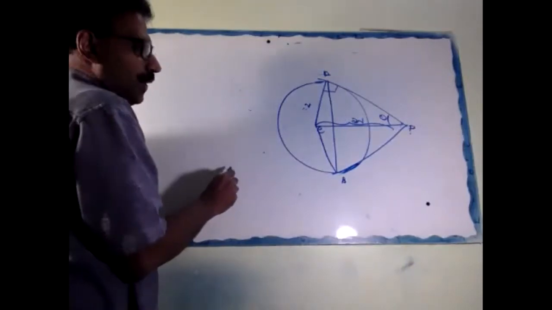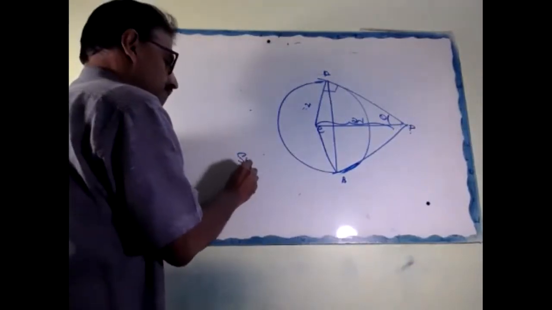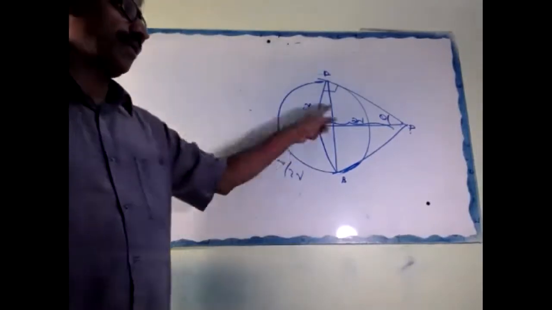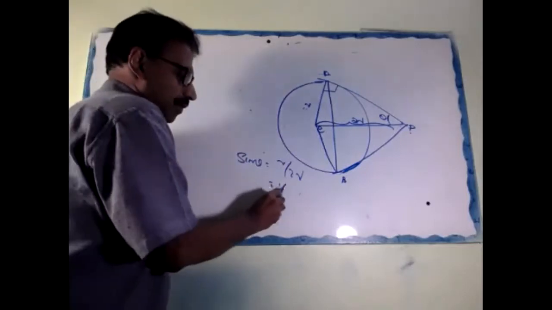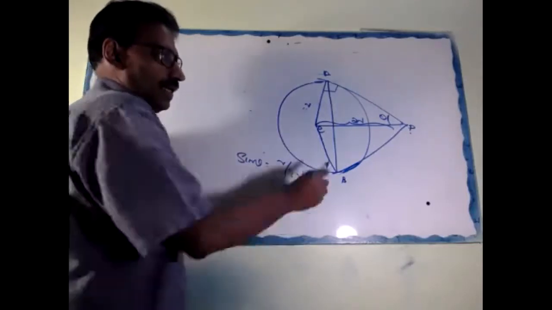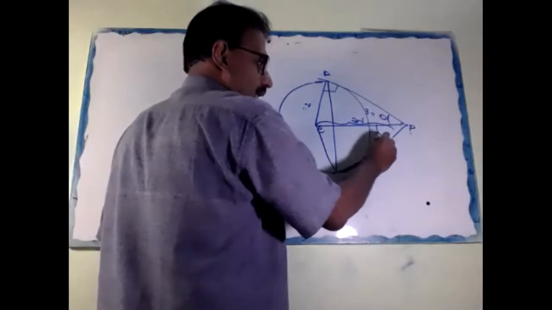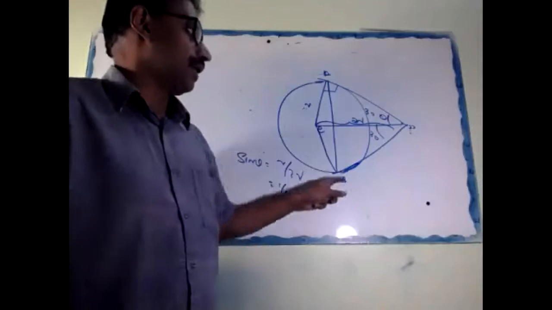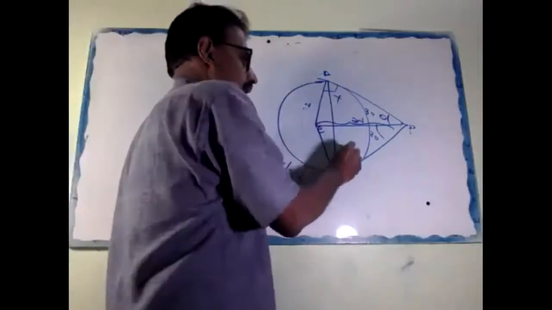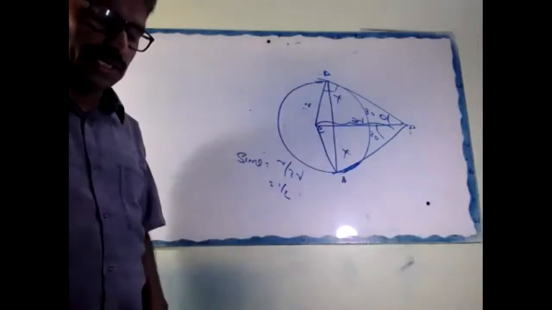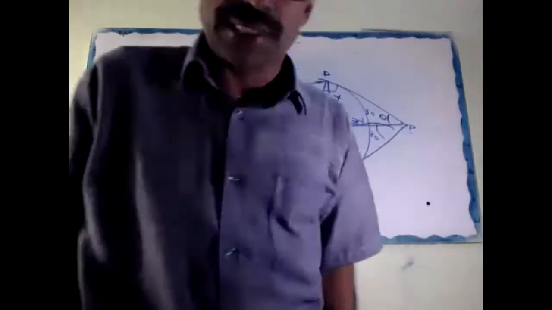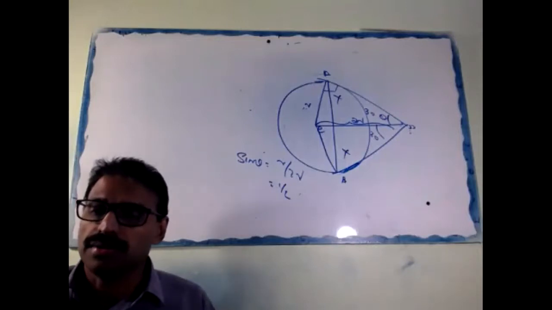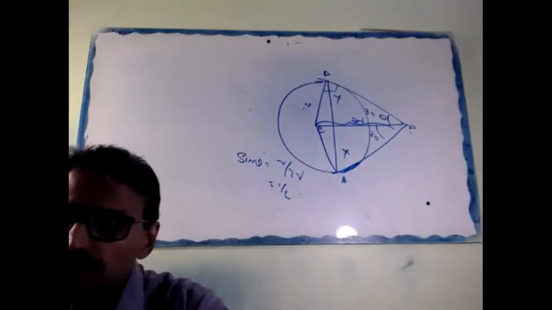Sin theta equals R by 2R, so sin theta is 1 by 2. Theta how much? 30. Here 30, and this also 30. Now in triangle PAB, this angle x plus 60 equals 180, so x equals 60. So that means PAB is an equilateral triangle. Clear or not?